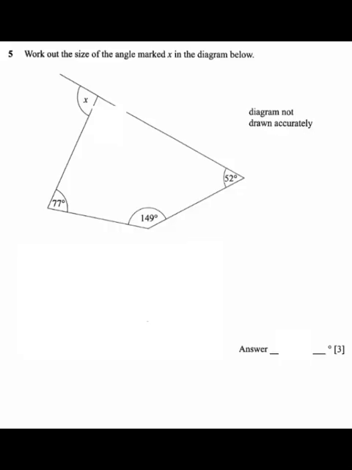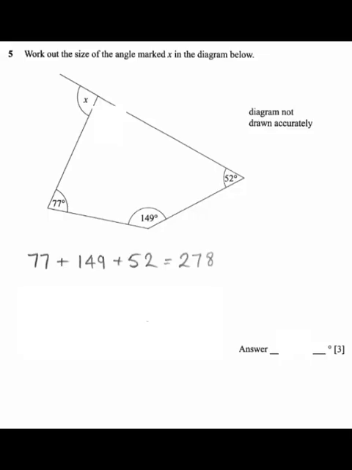Question 5 is an angles question, so work out the size of the angle marked X in the diagram below. You can see a four-sided shape here, so it's a quadrilateral. So the first thing you would do is to add all the angles that you have. So that should add up to 278.